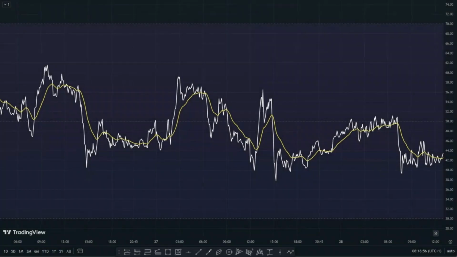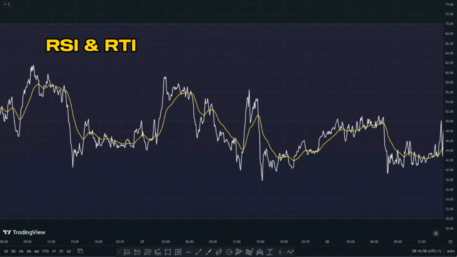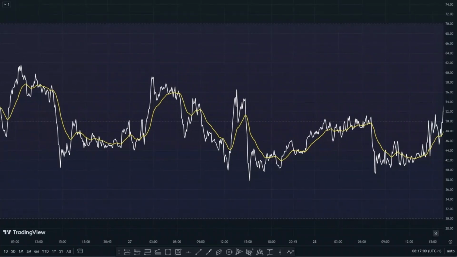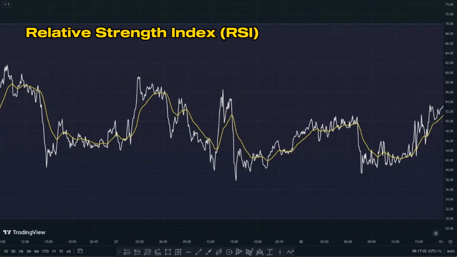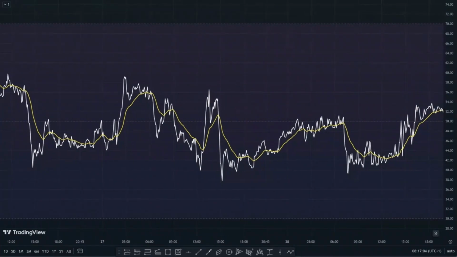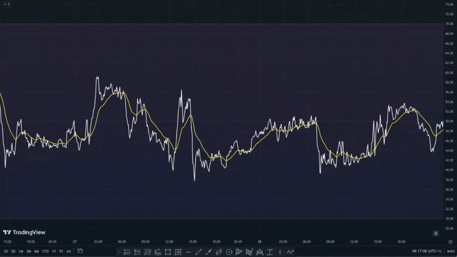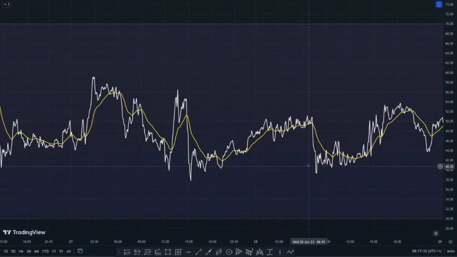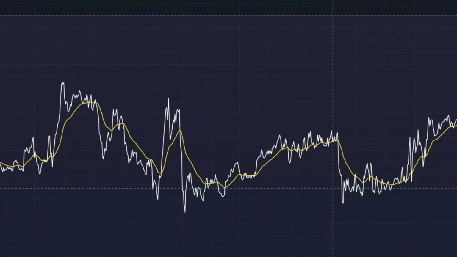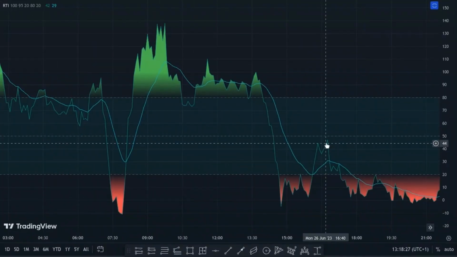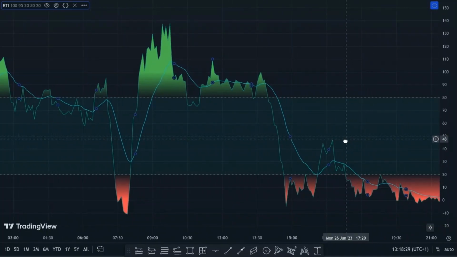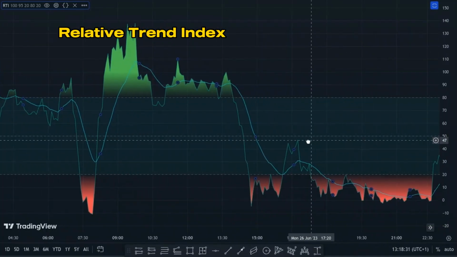Today we will explore the best two indicators, RSI and RTI. First, we will talk about the Relative Strength Index, RSI indicator. The RSI is a popular technical indicator used in financial markets to analyze the strength and momentum of price movements. And the second best indicator is RTI, Relative Trend Index, as compared to RSI.